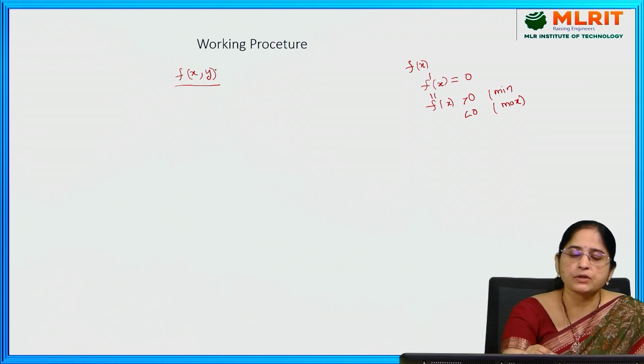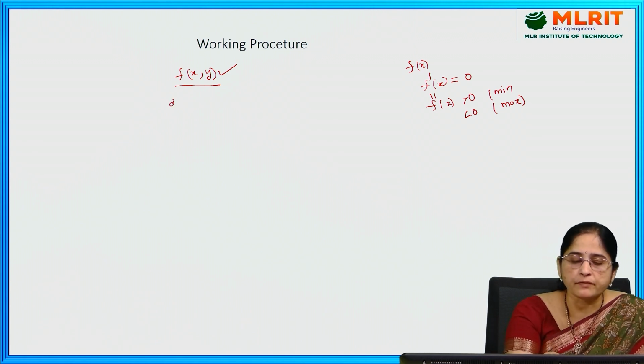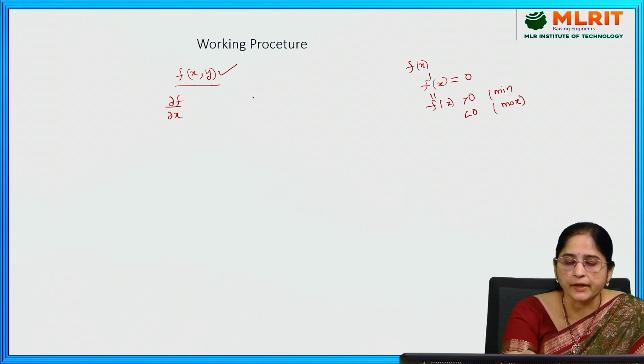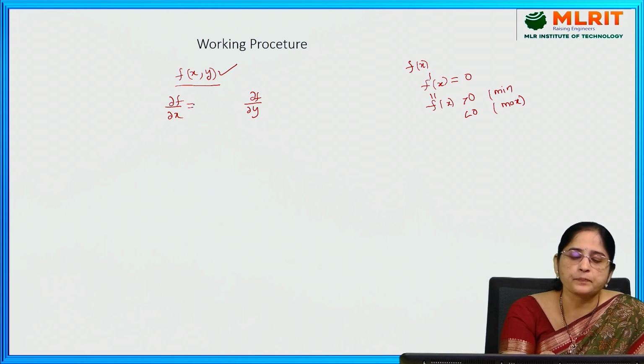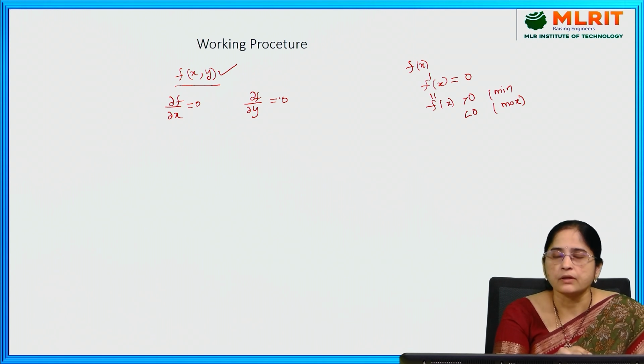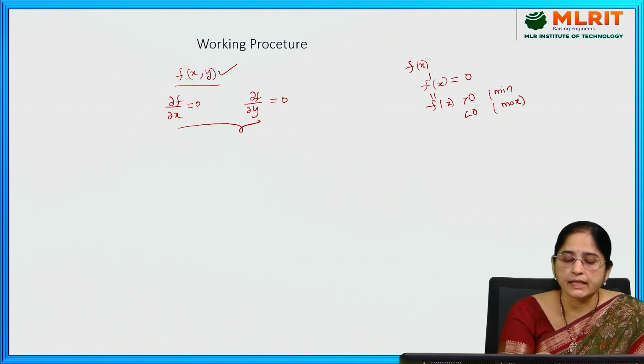Suppose if it is a function of two variables f of x comma y, we will see how to find out the maxima and minima. First find out dou f by dou x. Next find out dou f by dou y. So, dou f by dou x means differentiate this one partially with respect to x. Dou f by dou y means differentiate this one partially with respect to y. Next equate to 0. So, dou f by dou x equal to 0 and dou f by dou y equal to 0. After that, solve these two equations. We are getting the points.